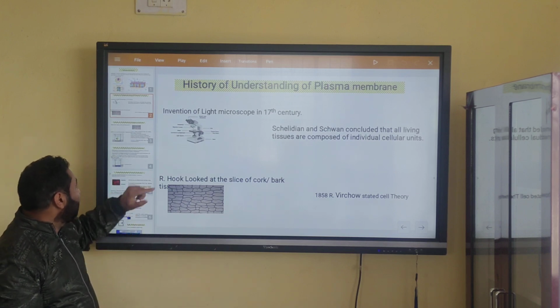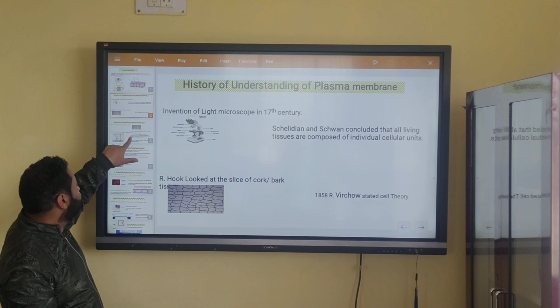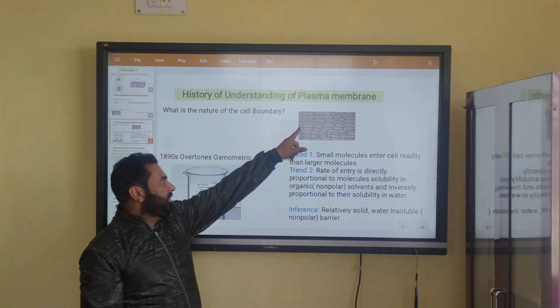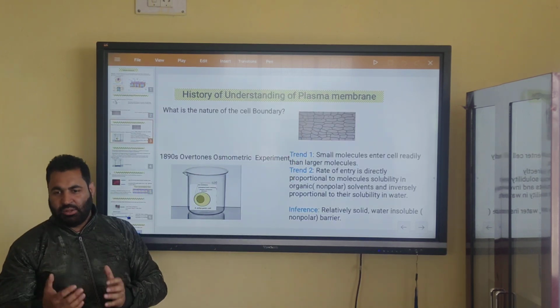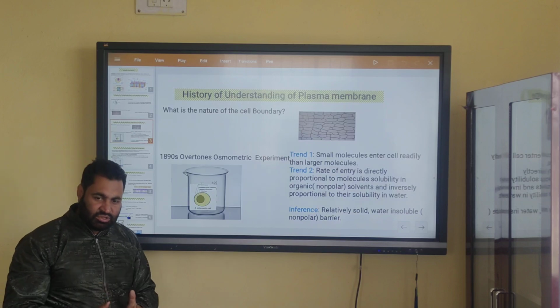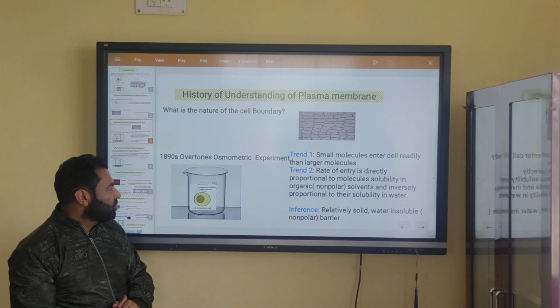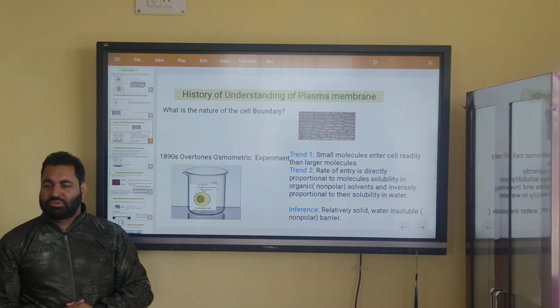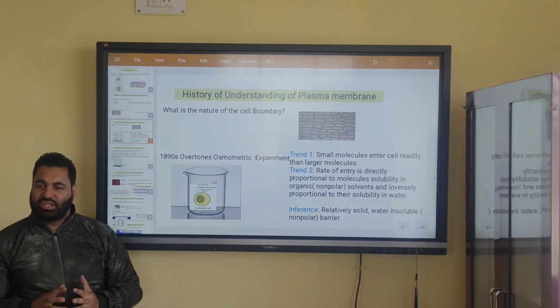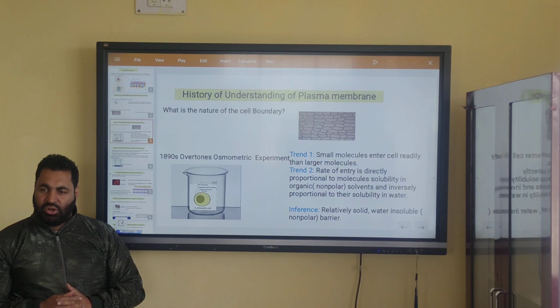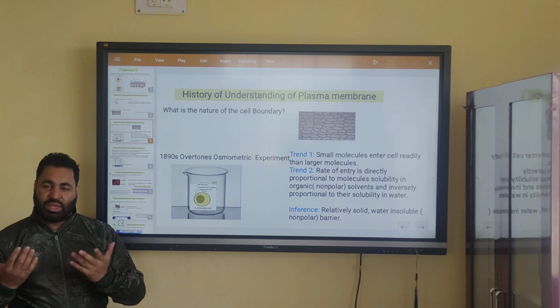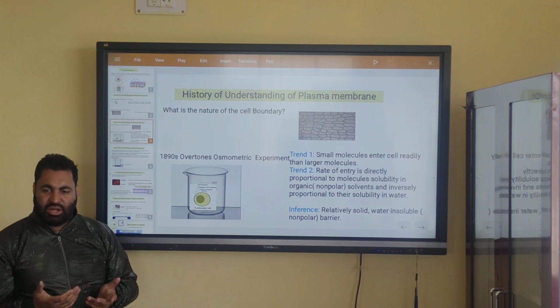So, if the cell has this individuality, there must be a boundary which segregates one cell from another cell, which segregates one cell from its environment. So what exactly is the nature of this boundary? We were not sure what the nature of this boundary was. What is its chemical composition, what is it made up of?